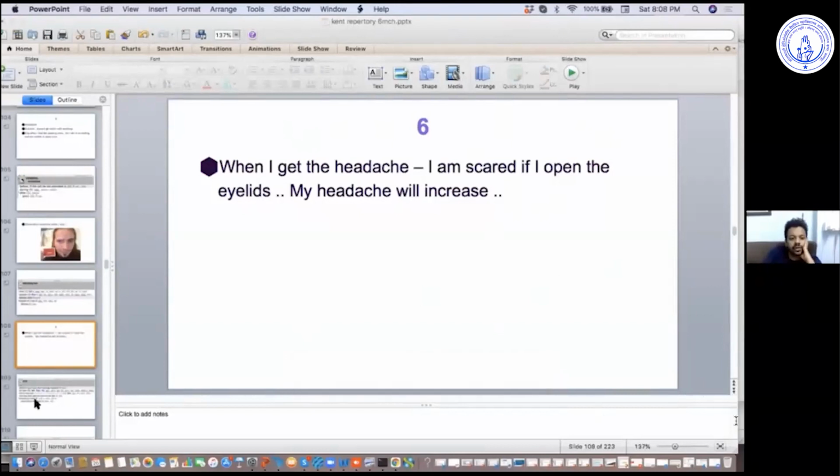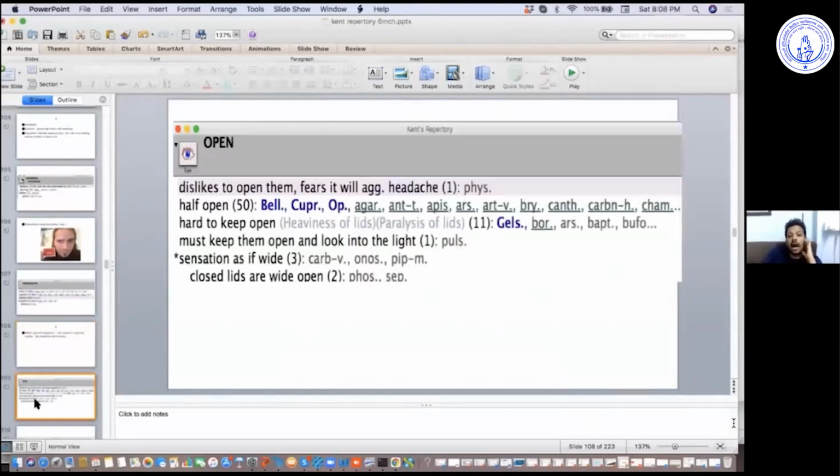So what is the rubric? Eye open, dislikes to keep the eye open, fear it will aggravate the headache. Physostigma. Look. Not very easy, huh?